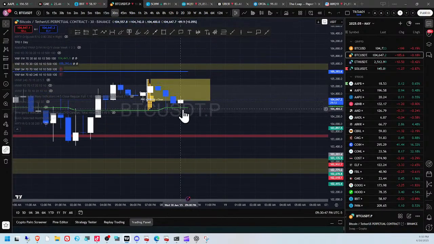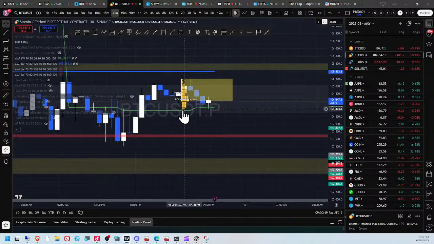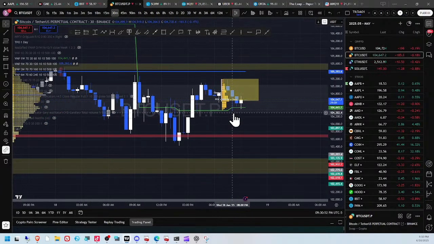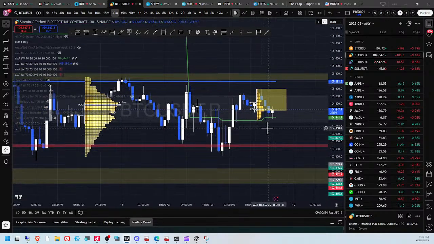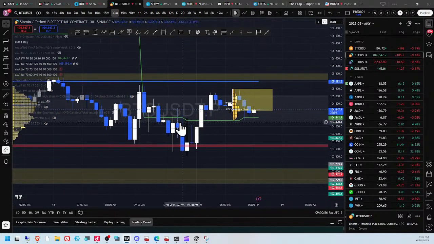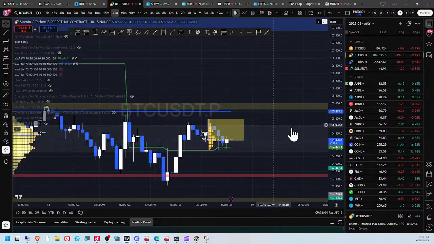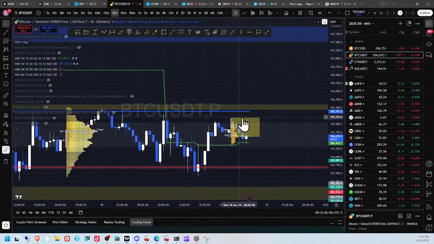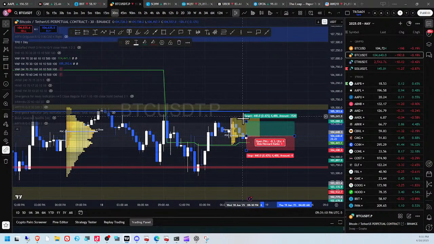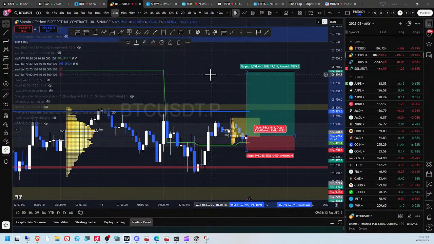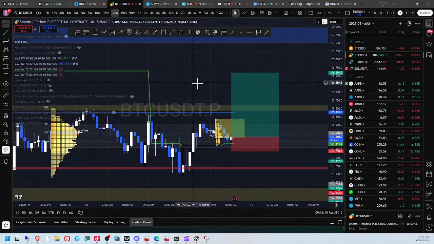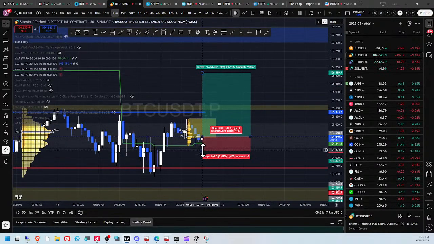We tested the weekly developing point of control, and for the weekly, given it is Wednesday, it includes 3 days of trading. I do like that it is seen as a sign of support here. So a potential move to the upside that I like is something like this, targeting this previous weekly developing point of control.